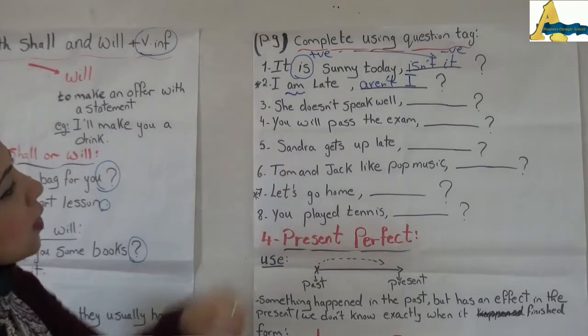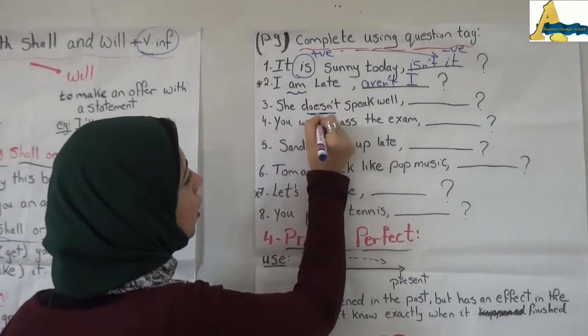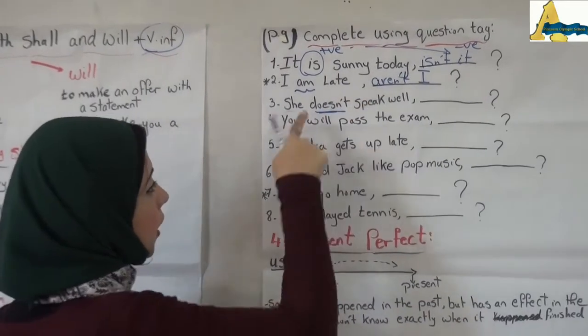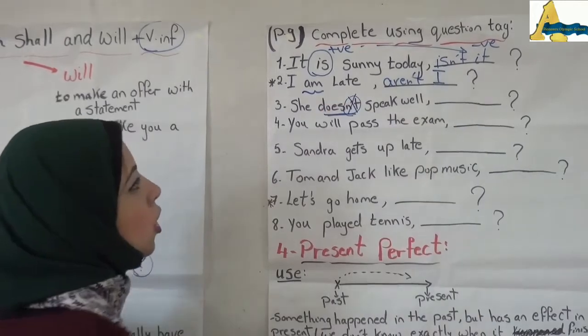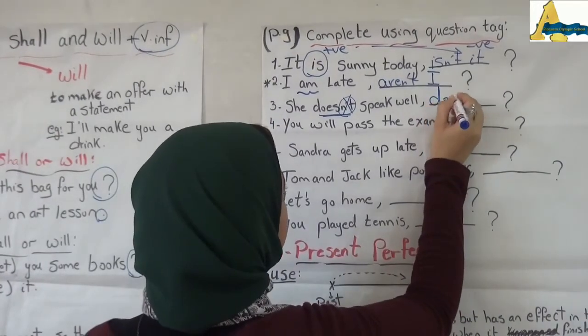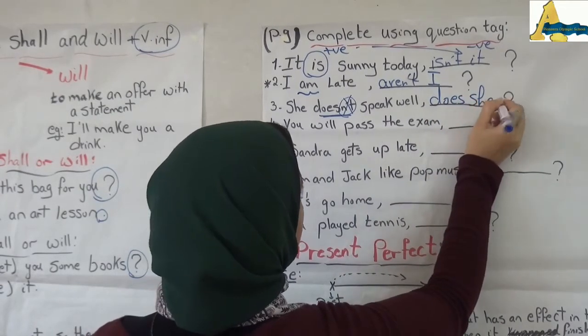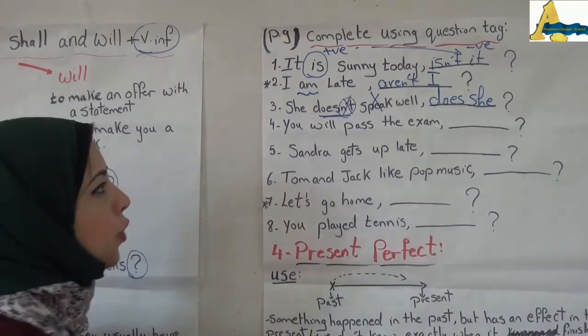Number 3, she doesn't speak well. Here we have two verbs, but I'm only caring about the auxiliary verb. What is it? Yes, it's doesn't. And doesn't here is in the negative form. So we're going to cross out not, and it's going to be what? Yes, does she? So we only care about the auxiliary verb. I don't care about the other verb.